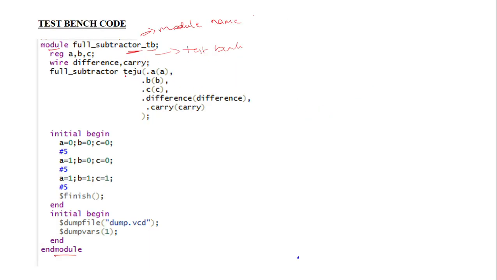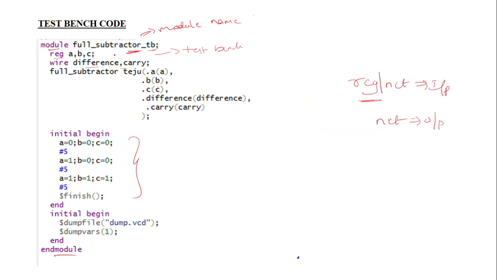For inputs, A, B, C are declared with the reg data type, whereas the output is declared with the wire data type. Why do I use reg? Because whatever variables we use in the initial block must be reg data type. In every video we discuss that inputs may be reg or net data type, but outputs must be net data type only. So the inputs are declared as reg and the outputs as wire.